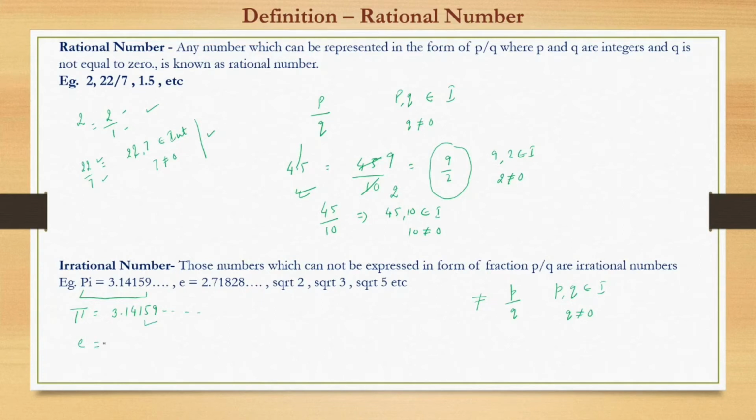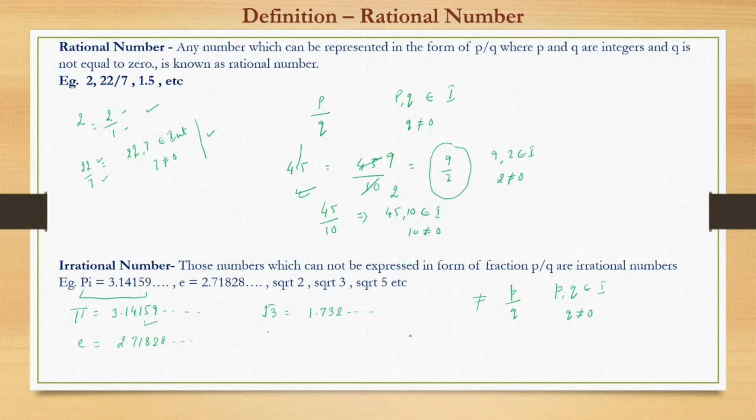Similarly, e is known as epsilon, which is used in logarithms, and we'll see it in subsequent video lectures. Here e is 2.71828, and it keeps on going further. So this is also a non-terminating and non-recurring decimal. Hence, this is also an irrational number. Further, the square root of 3 is 1.732 and so on. This is also a non-recurring, non-terminating decimal, and hence an irrational number. Same way for root 5, root 2 and so on.